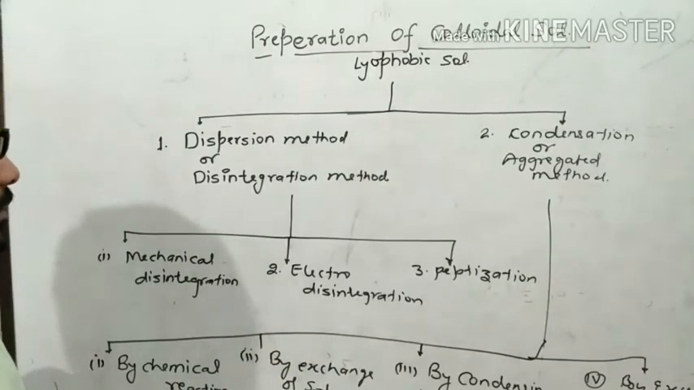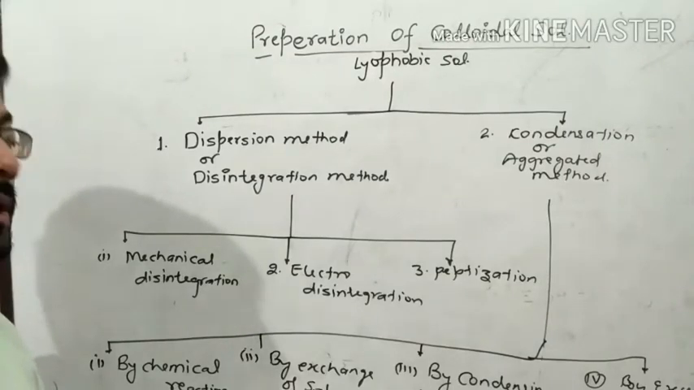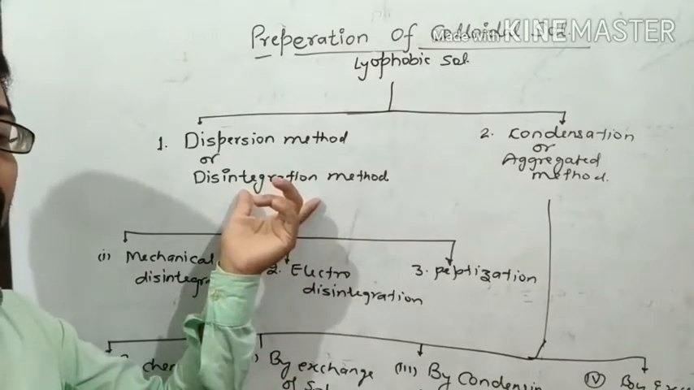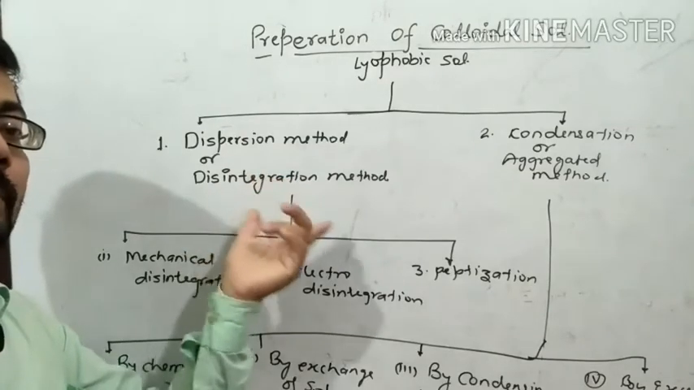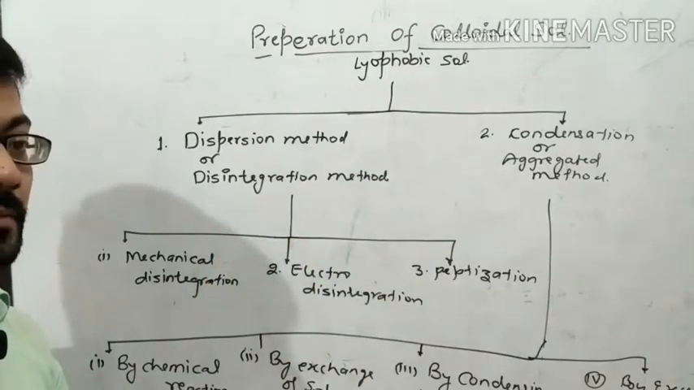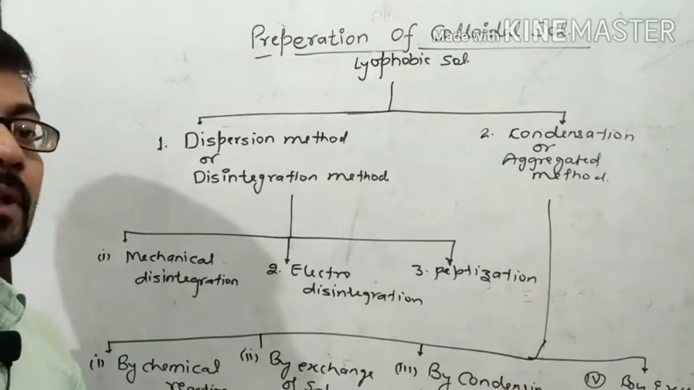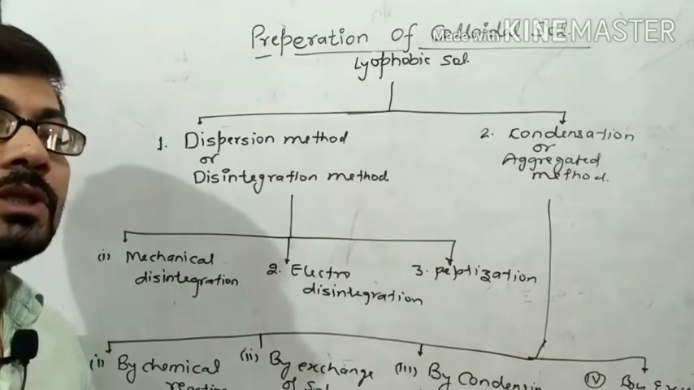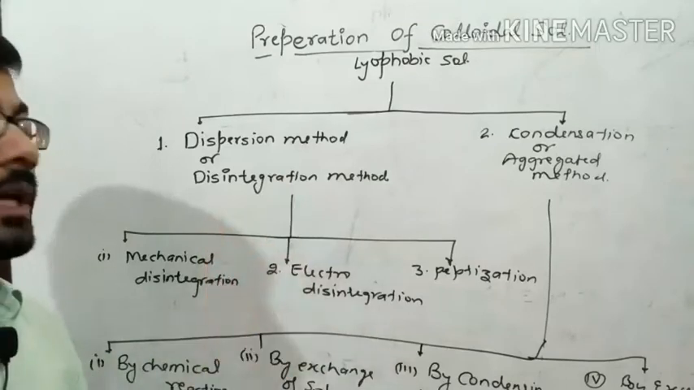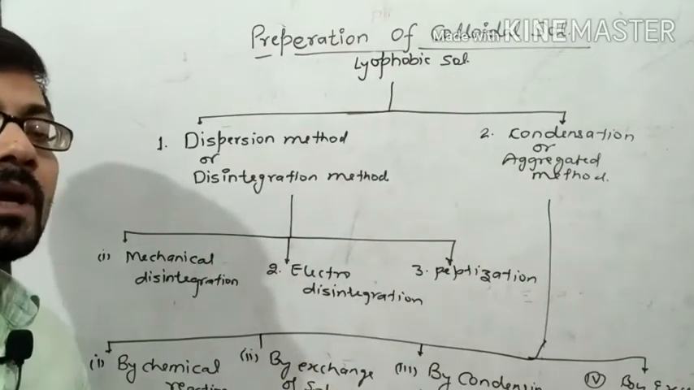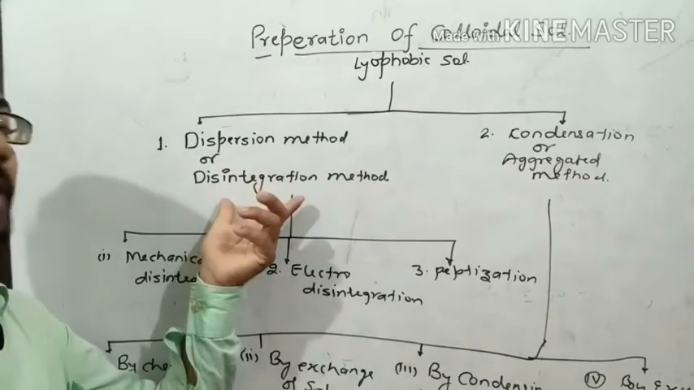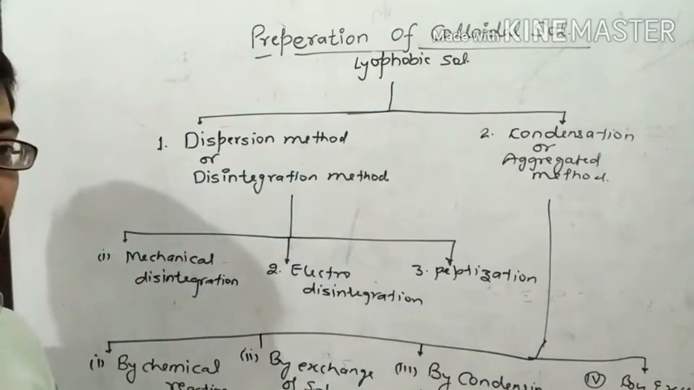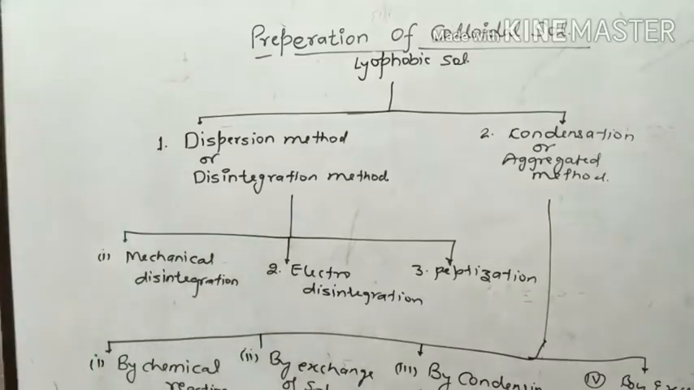Now, first one is the dispersion method or disintegration method. Actually, in this method, a substance is broken into smaller pieces, smaller particles, and in the condensation method, the particles aggregate, they come close to each other to form a colloidal range. In this case, the large particles are broken into small particles in the colloidal range, that is the disintegration method, right? Now the first method is mechanical disintegration. What is mechanical disintegration? Let's see.